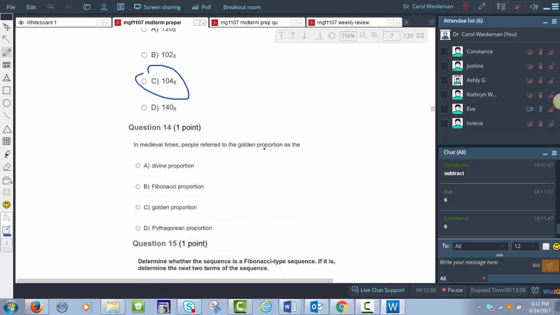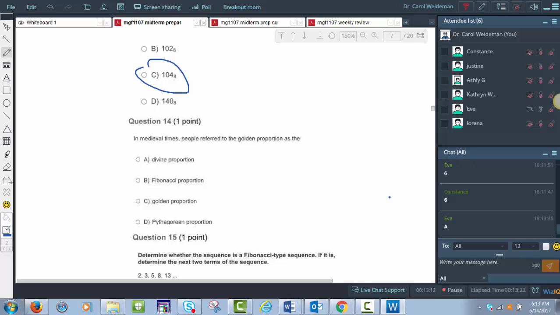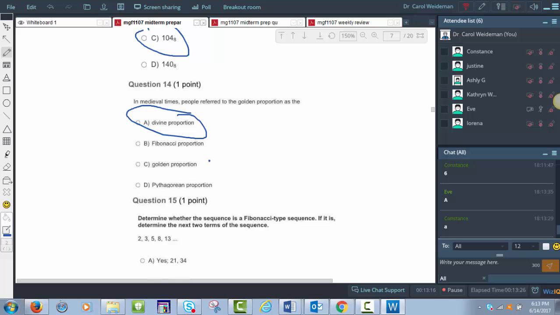All right, moving on. That wasn't too much in that section. Now we're into 5.8, a definitional question. In medieval times, people referred to the golden proportion as the, anybody want to try that one? Yeah, the divine proportion.